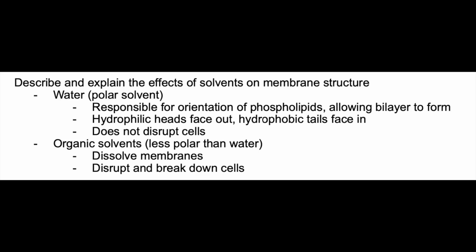Now let's look at the effects of various solvents on the cell membrane structure, starting with water, which is an example of a polar solvent, because remember it has that electron deficient hydrogen and the electron rich oxygens. Now water is responsible for the orientation of the phospholipids, because remember their polar phosphate heads are hydrophilic, their non-polar fatty acid tails are hydrophobic. So water is responsible for the phospholipids arranging themselves into a bilayer, which just means a double layer. As you'd expect, the hydrophilic heads face outwards, the hydrophobic tails face inwards towards each other. So water as a solvent does not disrupt cells. Now organic solvents, which are less polar than water, dissolve membranes and therefore cause massive damage to cells.